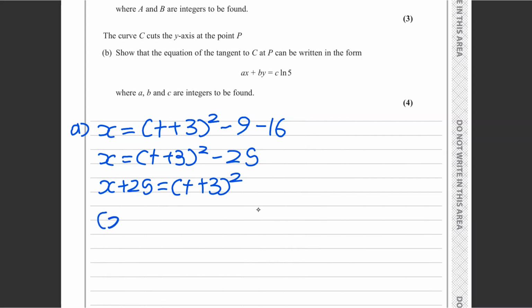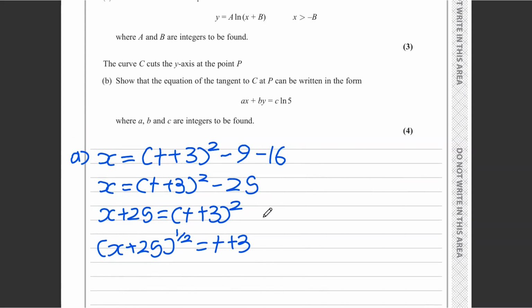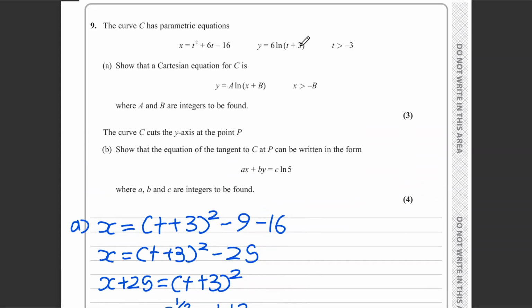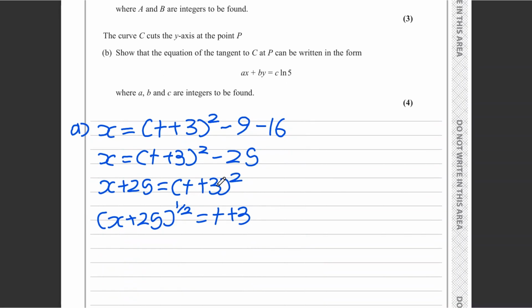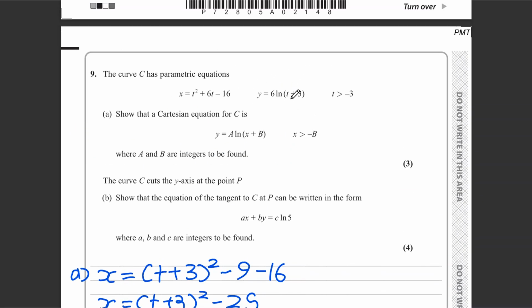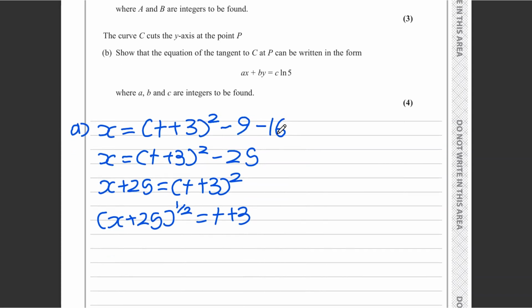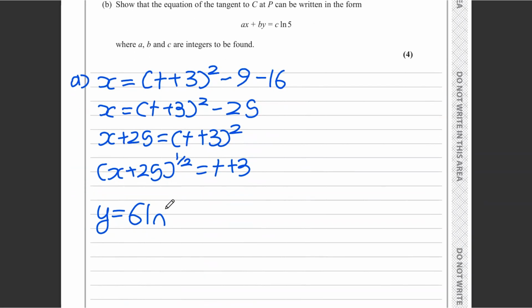Now I'm going to write this as (x plus 25) to the power of half, and this is equal to t plus 3. Now we could move this plus 3 to the other side in order to make t the subject. However, you can actually see that here inside this natural log we have this t plus 3. So therefore we can just sub out this t plus 3 for this (x plus 25) to the power of a half. So we can rewrite this here as y is equal to 6 natural log, and then instead of this t plus 3 we can write this (x plus 25) to the power of a half, like this here.